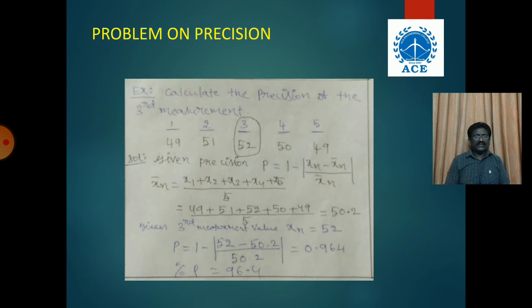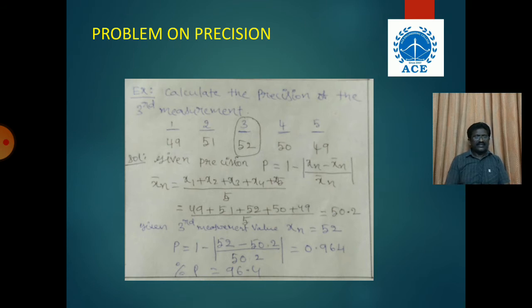Now, in the place of xn and x bar n, substitute the given values. Then P, which means precision, equals 1 minus the fraction where xn is 52 minus x bar n is 50.2, divided by 50.2. If I calculate it, you will get 0.964. That means your percent of precision equals 96.4. This is some basic idea about precision.